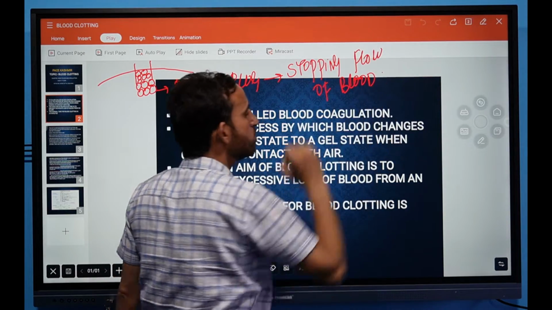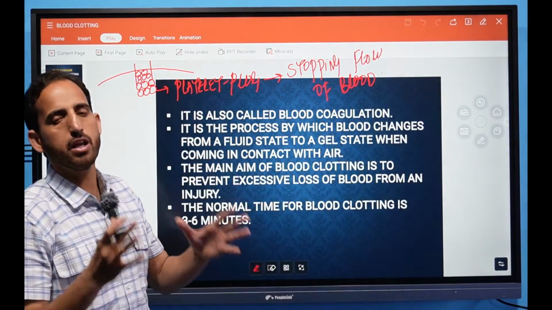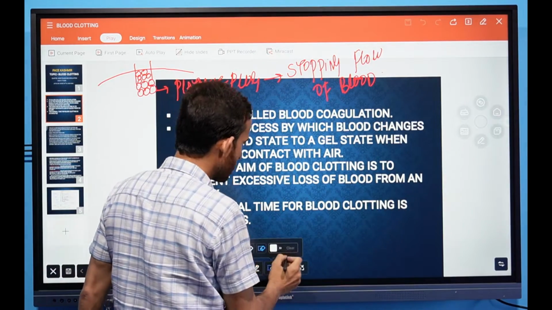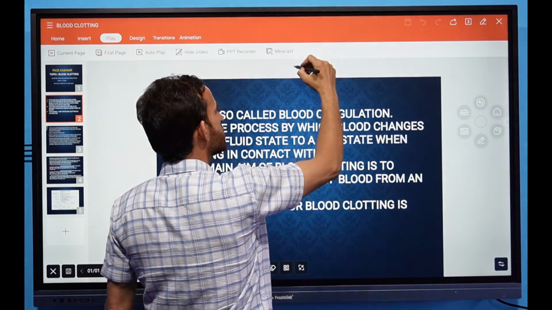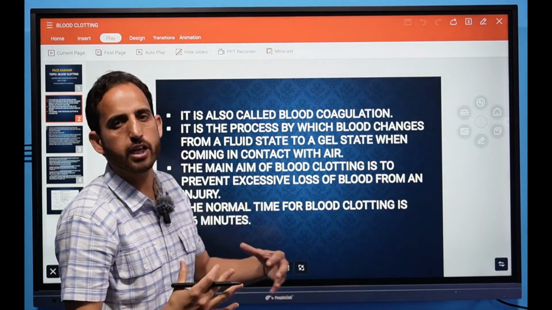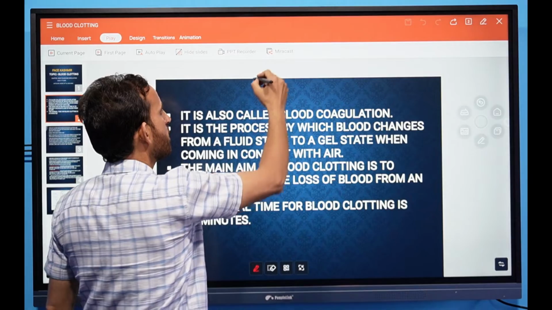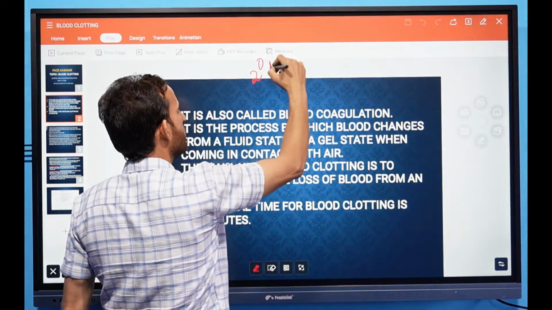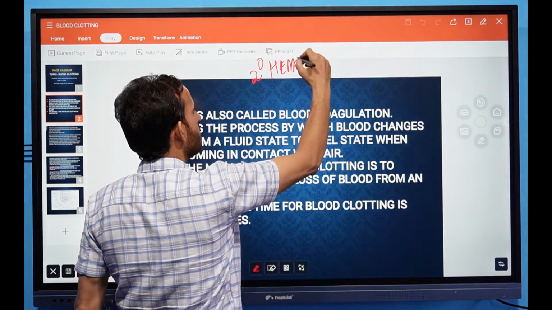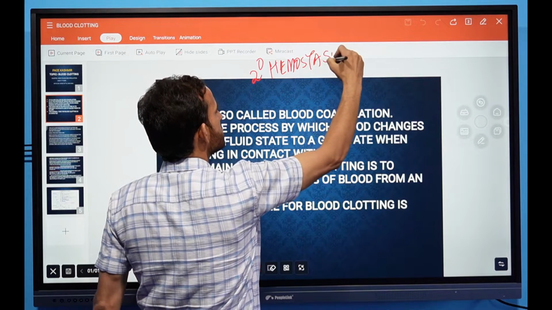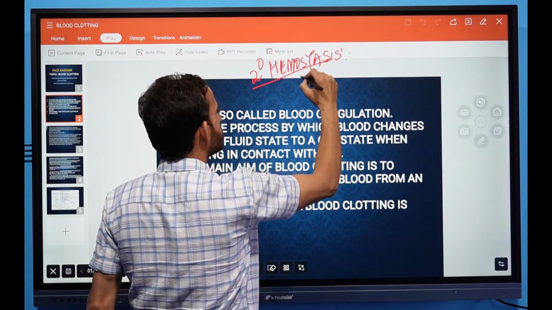Another type of hemostasis is called secondary hemostasis. During secondary hemostasis, what happens? Association, or we can say aggregation, of blood clotting factors takes place. So I write down here: this is secondary hemostasis. During secondary hemostasis, what actually happens?